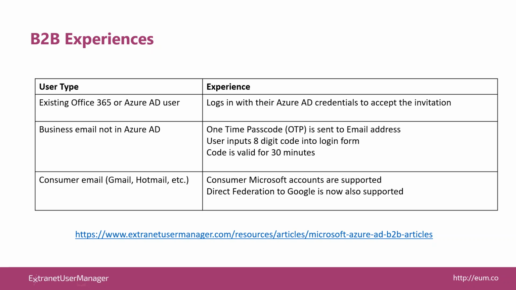Now, if they're using a business email that's not set up in Azure AD, that's where the one-time passcode comes in. So in that case, that passcode is sent to their email each time they log in. The code's valid for half an hour, and they input that 8-digit code. You basically copy it from your email, paste it in the login form, away you go. And we're going to go through that login flow. If they're using consumer email, like a Gmail or a Hotmail, I mentioned, the direct federation to Google is now supported. If they're using Hotmail, that's owned by Microsoft. If you have any type of consumer Microsoft account, that's also supported as part of that as well. So we're trying to create an optimal experience regardless of which of these three scenarios you're going in.